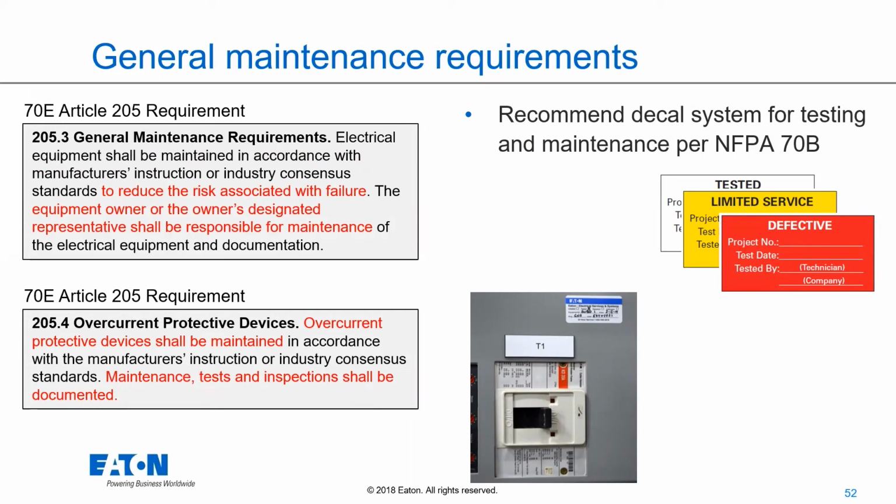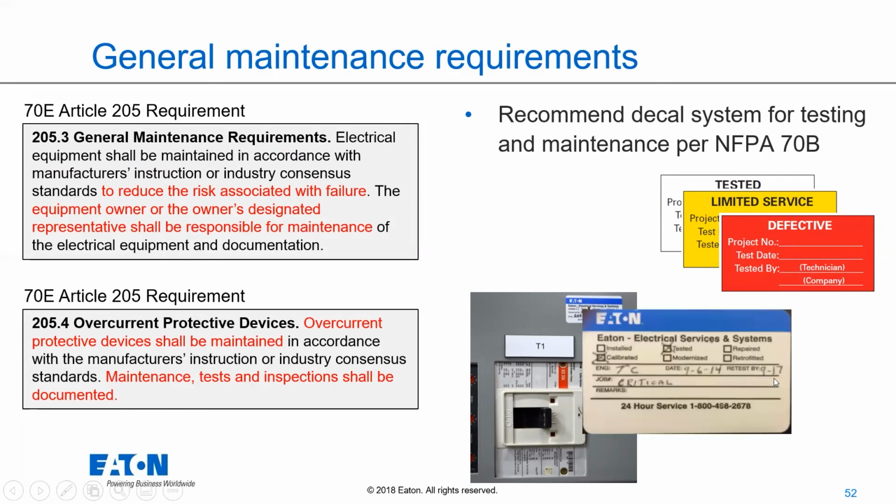And the equipment owner or owner's designated representative is responsible for the maintenance. Again, that's part of NFPA 70E. Your overcurrent protective devices shall be maintained according to your manufacturer's instructions. Maintenance, tests, and inspections should all be documented. You can see here, you can label the equipment. It was tested. Did it pass? Did it fail? Is it defective? Does it have limited service, etc.? Very, very important to know this about each of your pieces of equipment.